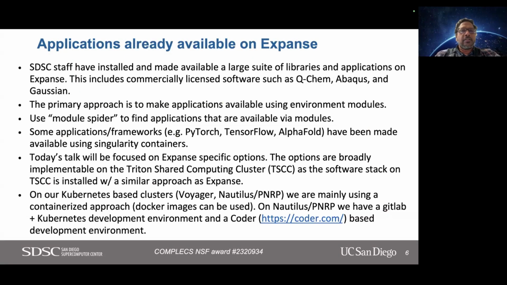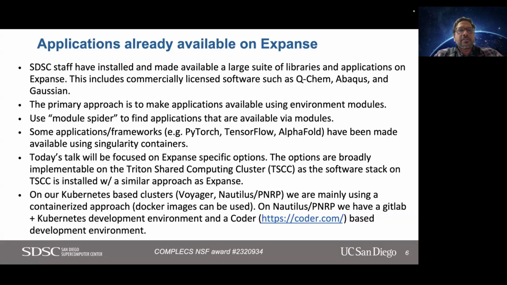So let's look at what's already on the system. A lot of times, and as I said, this is true for more than just Expanse, on most systems there'll be a large suite of libraries and applications already installed. Most of the NSF-funded systems, for example, the user base has matured over a lot of years, and we sort of know what kind of applications people need. Typically, most centers will have a similar software stack everywhere. At SDSC, we also have some commercially licensed software like QChem, Abacus and Gaussian that we make available through modules.